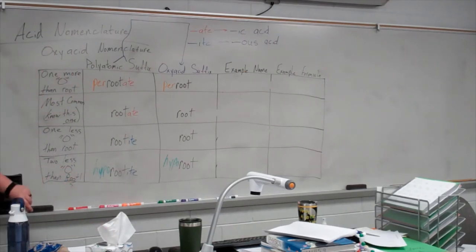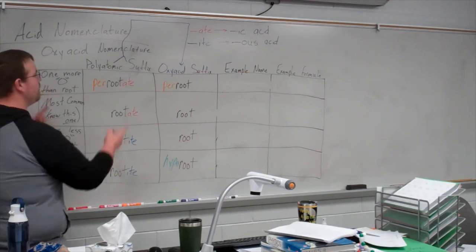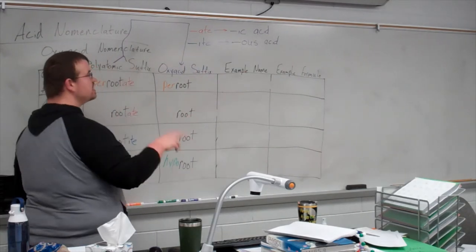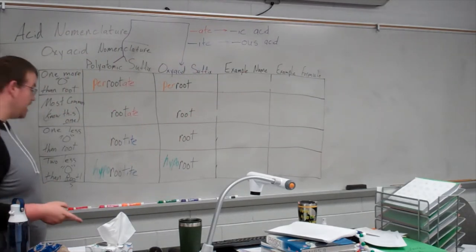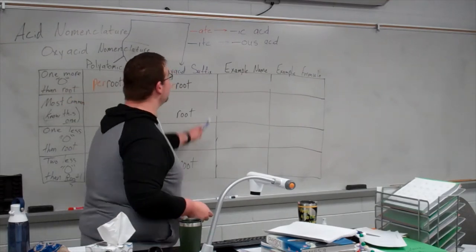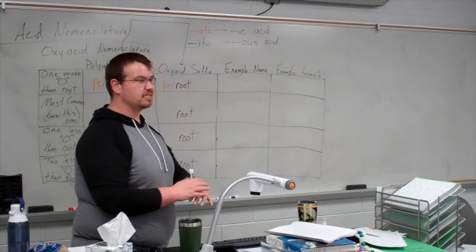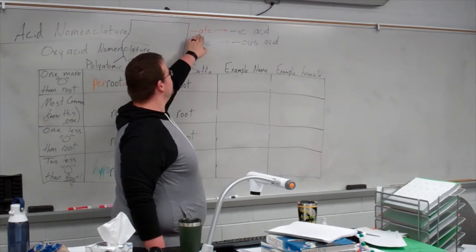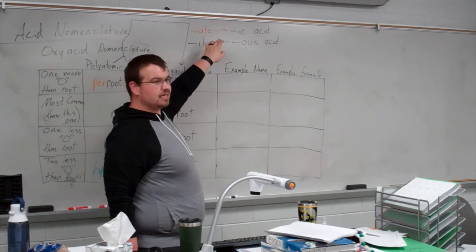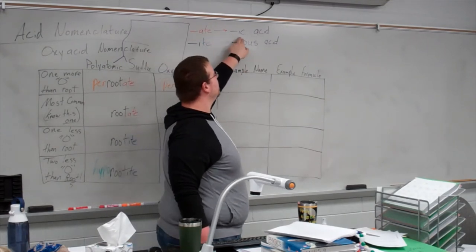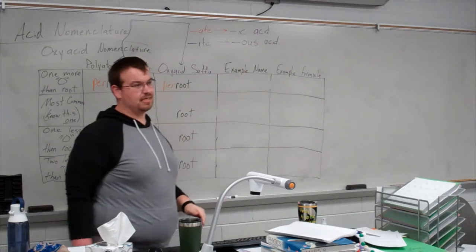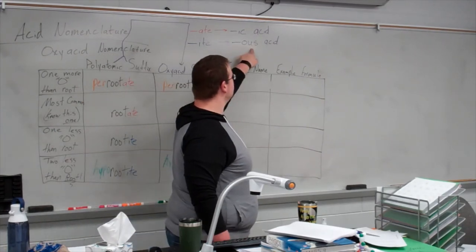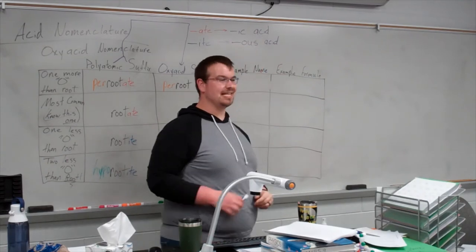All right, so here's the thing. When you're going from the polyatomic suffix to the oxyacid suffix, there's a change that happens. It's all about the suffixes, whether you're an ate or an ite. If the ending is ate, you will change it to ic, and then you'll put acid at the end. If the ending is ite, you'll go to ous, O-U-S, and write acid at the end.